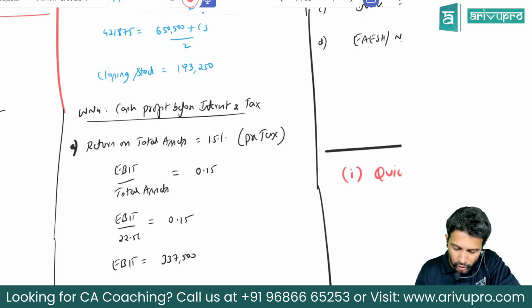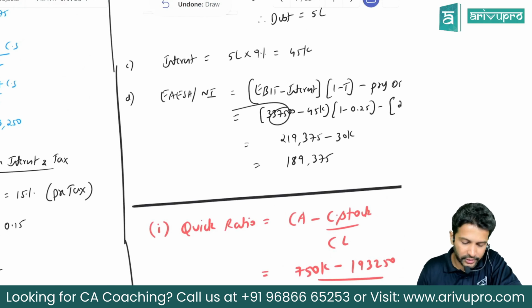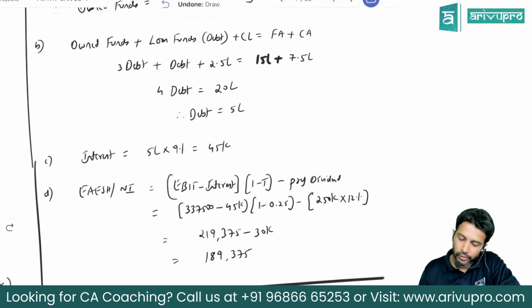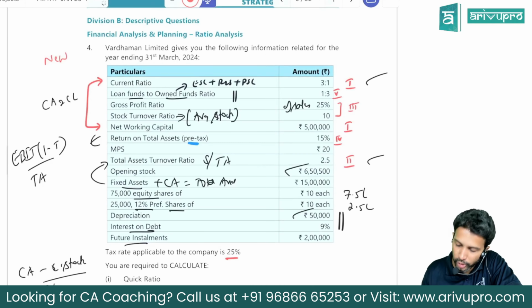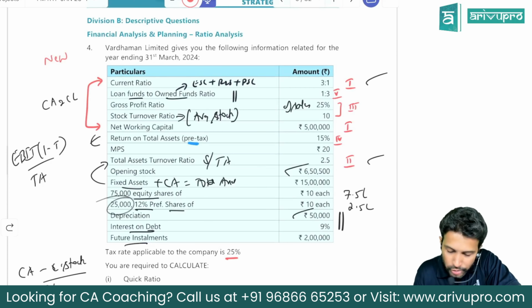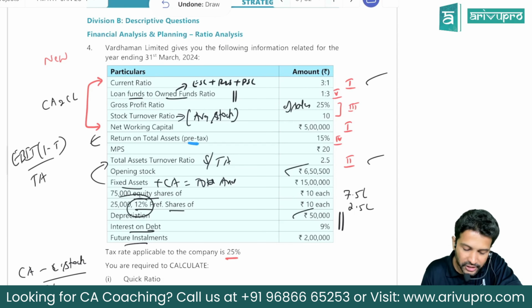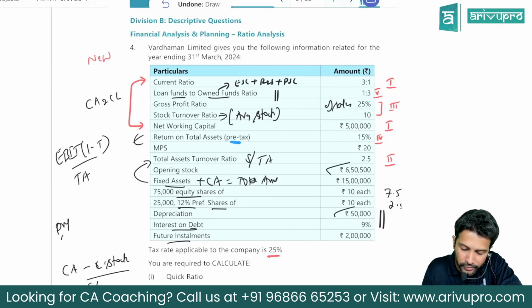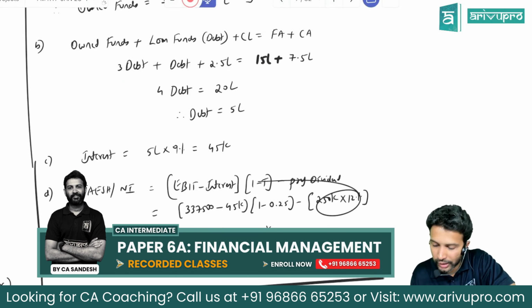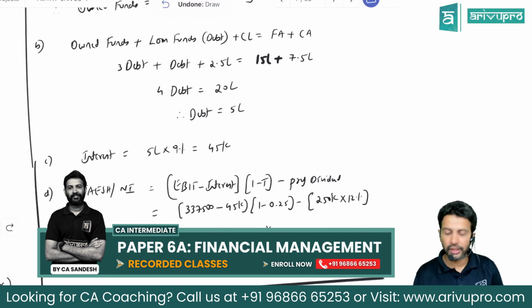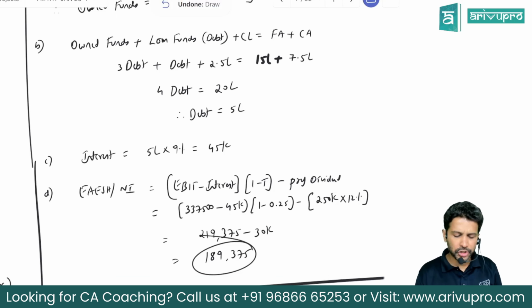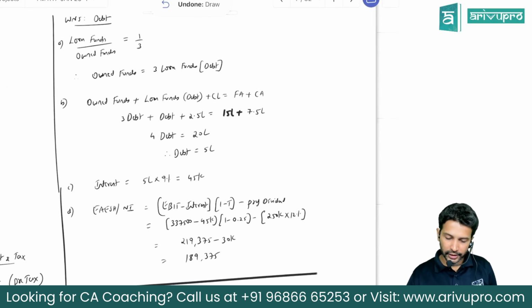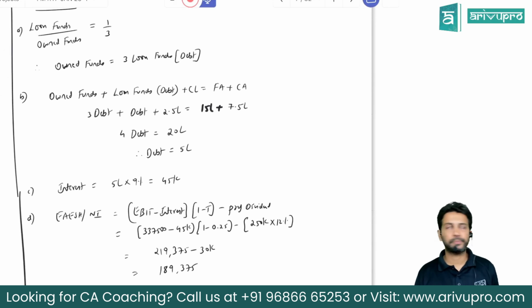So EBIT we already know. How much is that? 3,37,500. Interest we just got to know, 45,000, into 1 minus tax rate. Tax rate is 25%. Minus preference dividend. Do we have preference shares? Yes. 25,000 preference shares of 10 each. So what is preference share capital? 2,50,000. What percentage preference shares? 12%. So what will be your preference dividend? 2.5 lakh into 12%, that's what I've written here, gives you a preference dividend of 30,000. Correct? So solve, and you'll get EASH to be 189,375. Again, I'll give you a minute. Just review. Ask me if you have any doubt.